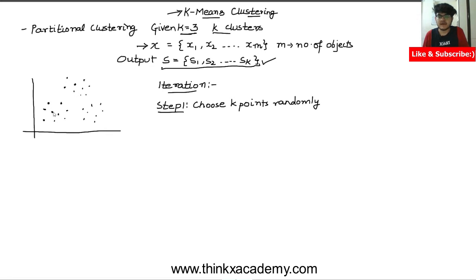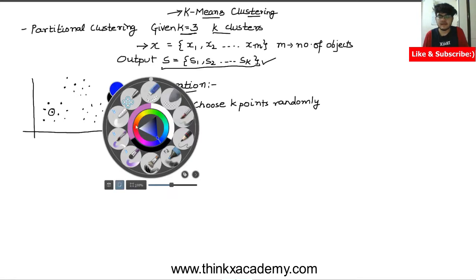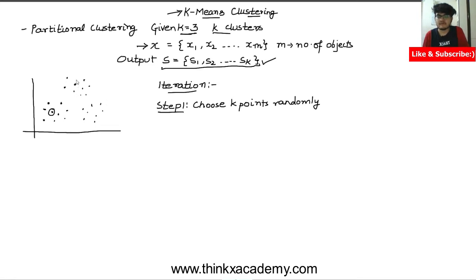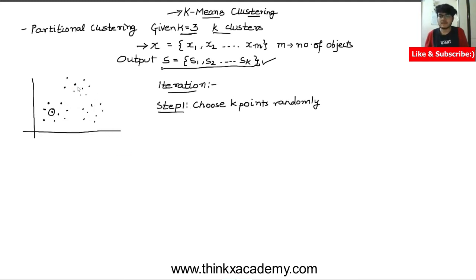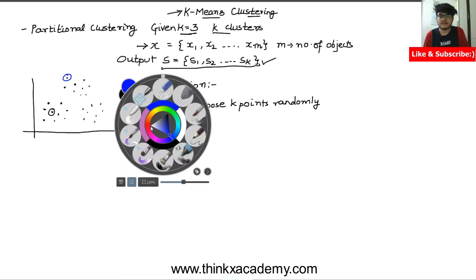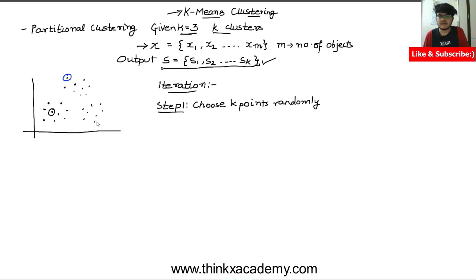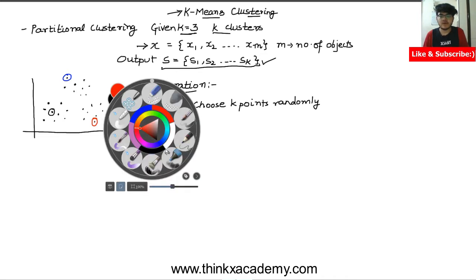So let's say I choose one point as this one. This is our first point, let's say, right? Let's say I choose this one as the second point, and we are just choosing any random value, right? Let's choose this one as the third point. So we have chosen 3 points according to the step 1.